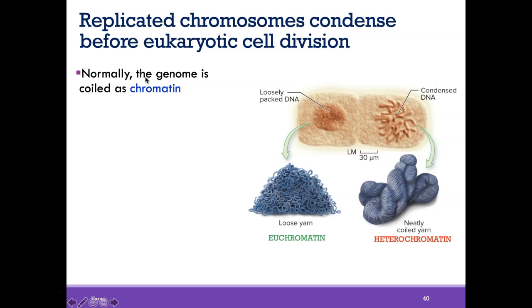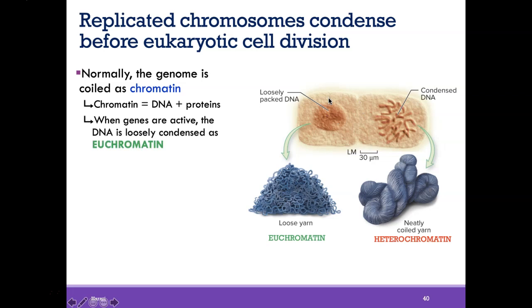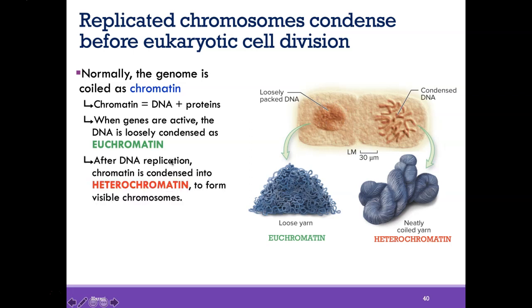Remember that normally the genome is coiled as chromatin, and chromatin is DNA and proteins combined. When genes are active, we said DNA is loosely condensed as euchromatin, so RNA polymerase can access those promoters and make RNA from them. After DNA replication, we don't want any genes to be expressed. We actually want them to shut down. We want to just divide the cells. So after DNA replication, chromatin is condensed into heterochromatin to form visible chromosomes.